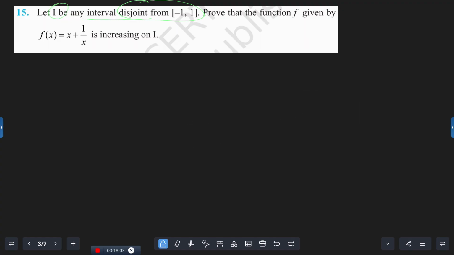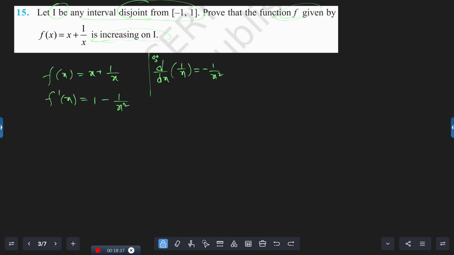Have you understood? Right. Now when you solve, only then you will come to know what interval is going to come. Prove that f is increasing on the interval I. What is I? We don't know. We have to solve, then only we come to know what I is. First, f of x is equal to x plus 1 by x. Differentiate. f dash of x equals derivative of x, which is 1, plus derivative of 1 by x, which is minus 1 divided by x square.